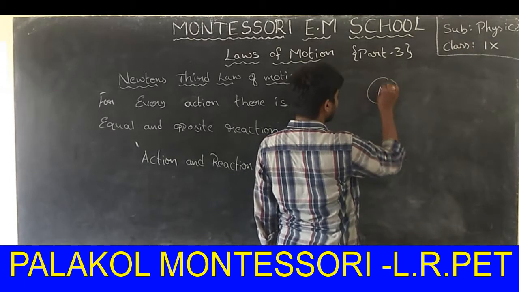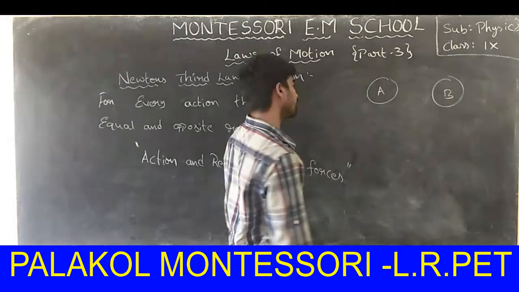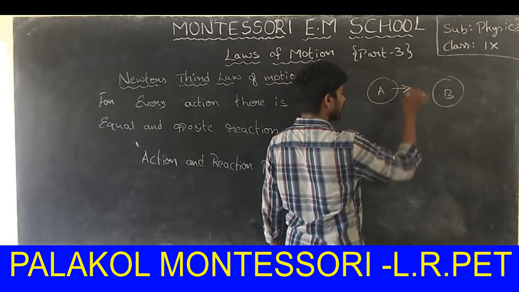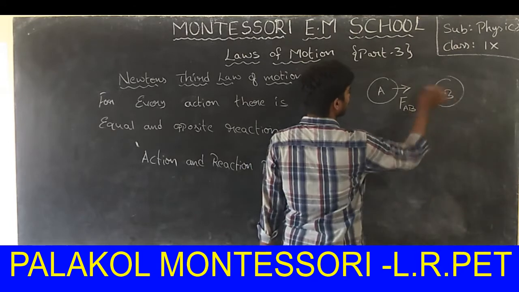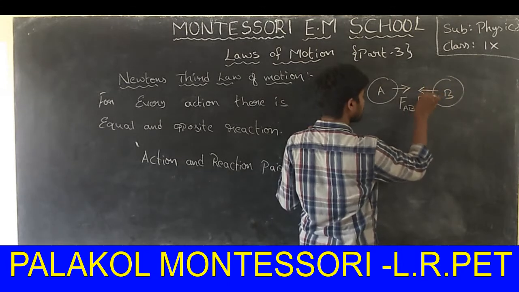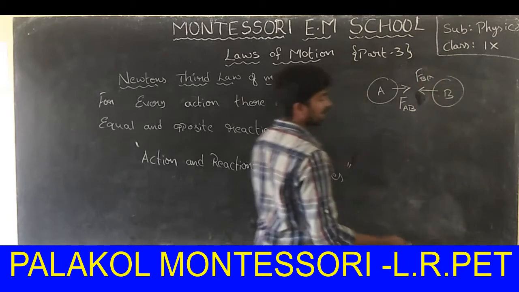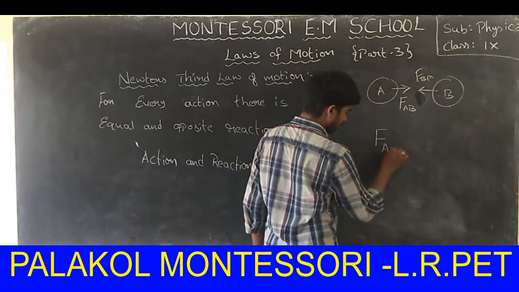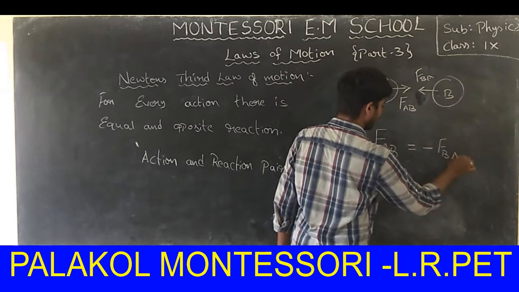So this is object A, this is object B. Object B applies some force on A. This is the force applied on A by the object B, and the reaction force will be applied by A on object B. This is FBA, force applied by B on A. So this is the equation form: FAB is equal to minus FBA.